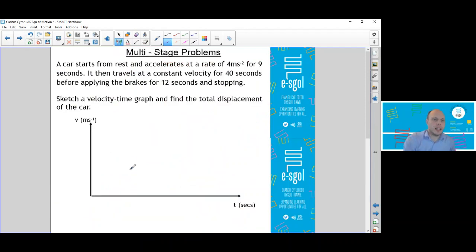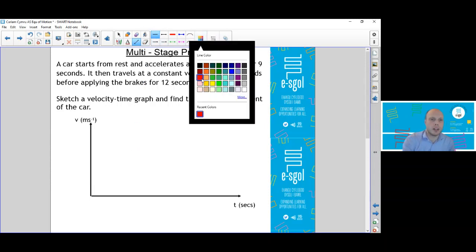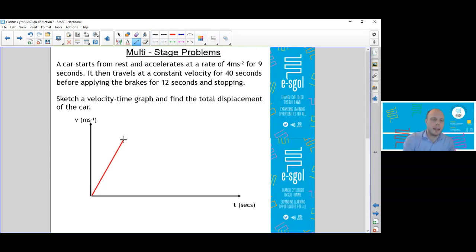Okay, so we've got a car starting from rest and accelerating at a rate of 4 meters per second squared for 9 seconds. So constant acceleration, remember, is a straight line. Then it travels at a constant velocity for 40 seconds. So that looks like that. And then it applies the brakes for 12 seconds and stops. So it's going to look a bit like that.